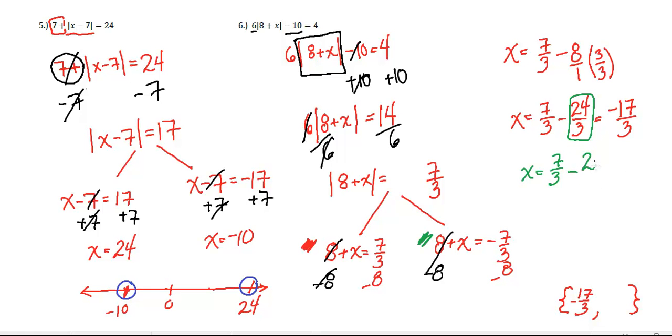So that it makes life, oops, that's negative, sorry. Negative 7 minus 24 is negative 31 over 3. So negative 7 minus 24, that's negative 31 over 3. Let me make that negative really obvious.